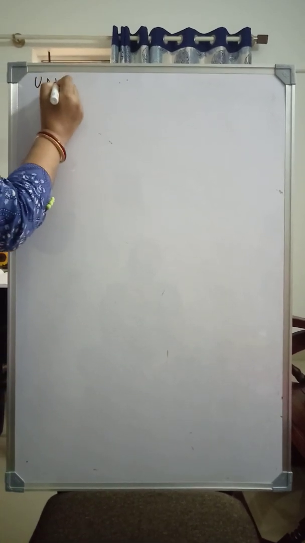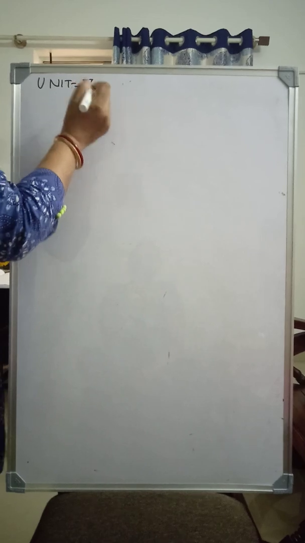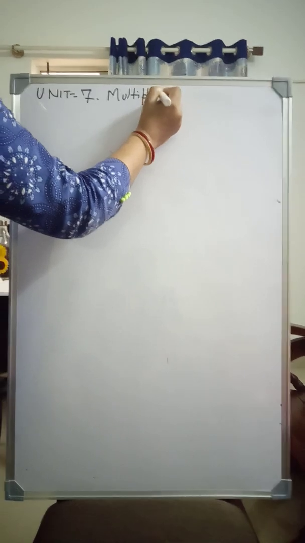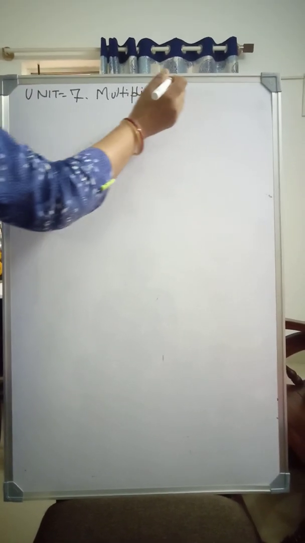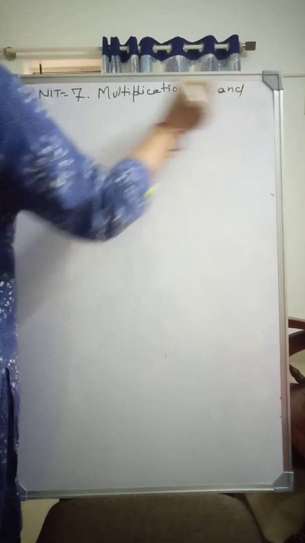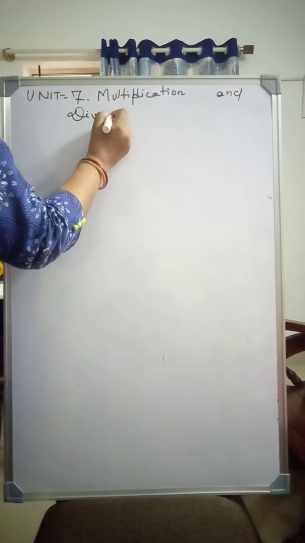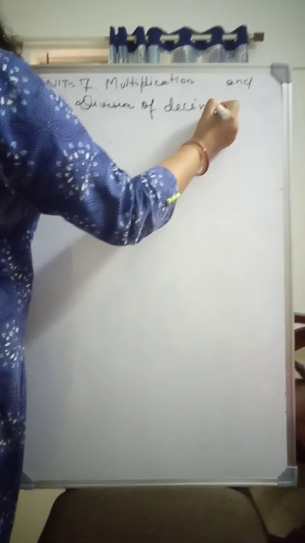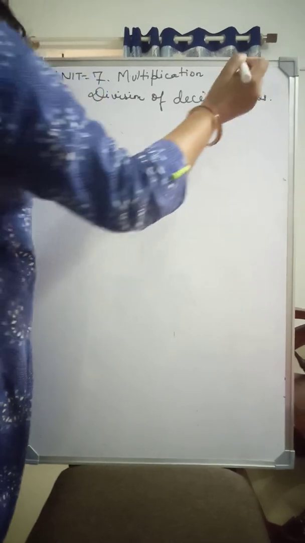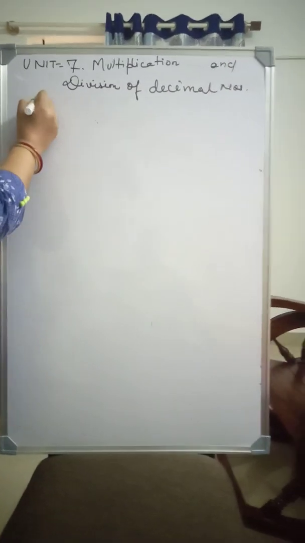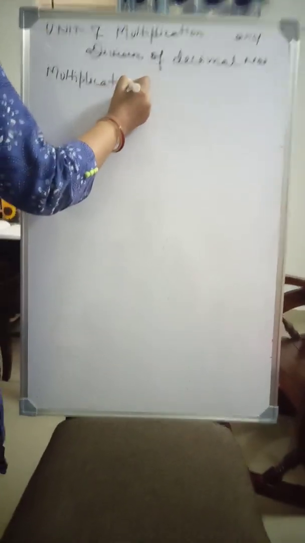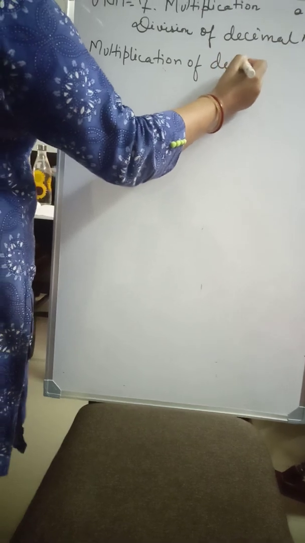Children, today I am going to start your new topic, unit number 7. And the name of the topic is multiplication and division of decimal numbers. Now let us come to the multiplication of decimal numbers. Firstly, I will discuss multiplication of decimal numbers.